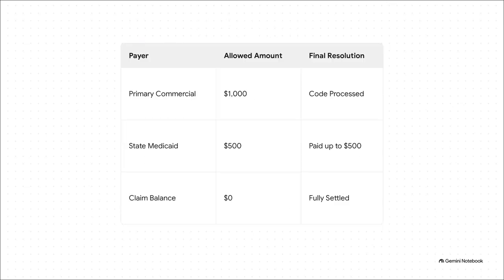Let's look at a concrete math example to really cement this concept because it trips up a lot of billers. Let's say a primary commercial contract allows $1,000 for a specific procedure, and they process it. However, your state's Medicaid fee schedule only allows $500 for that exact same code. Well, Medicaid is going to look at that and firmly cap their limit at $500. So, what happens to that remaining balance? It drops straight to zero. It is entirely written off and considered fully resolved and settled. Remember, you absolutely cannot balance bill a patient for that difference.